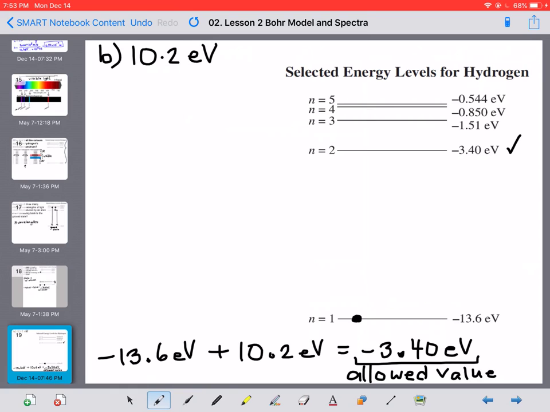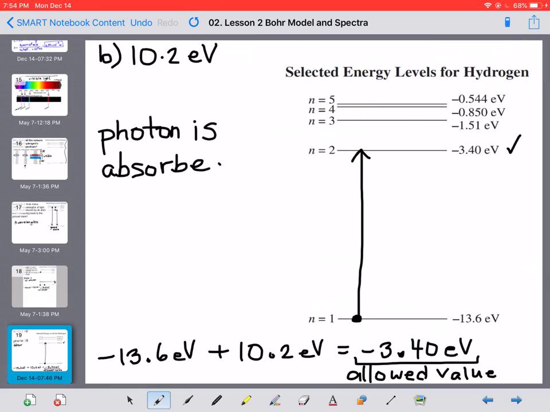So what's going to happen is that the electron that's currently in n equals 1 is going to make a transition to n equals 2, and when it does that, it's now going to have an energy of negative 3.4. So now we can say the photon is absorbed, and so the electron makes a transition from n equals 1 to n equals 2.